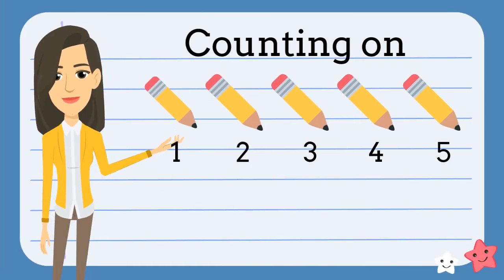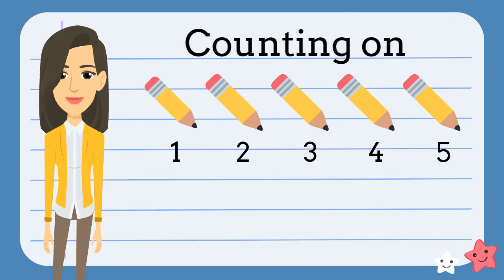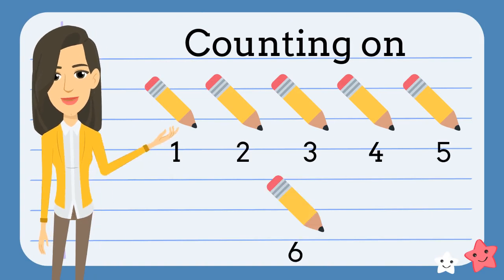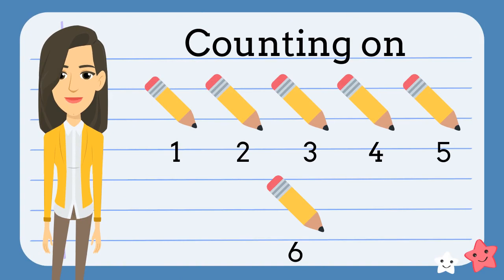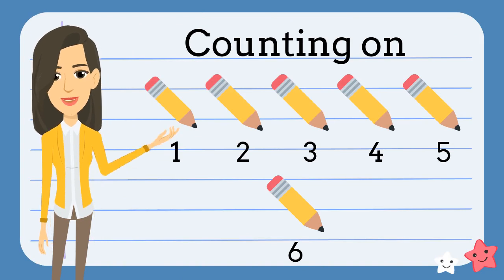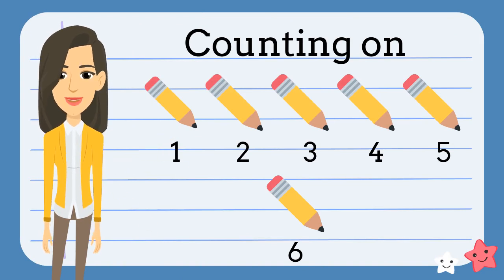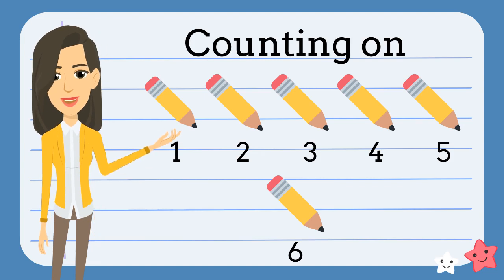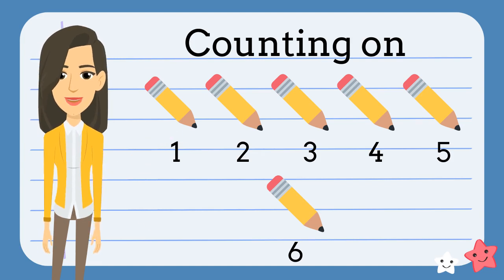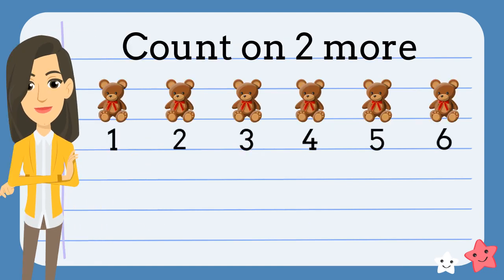For example, here we have 5 pencils. I added 1 pencil. Now how many do I have? Well, the last number I said was 5, so I can count on 1 to get 6. When you count on 1, you count up 1 more. You can count up 2 more if you want to.